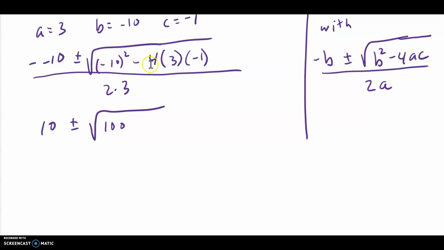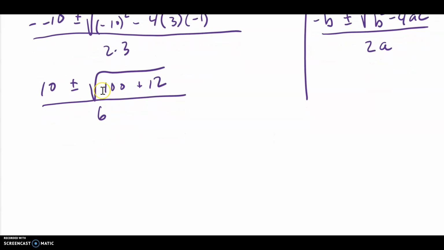Now, think of this as a negative 4. So negative 4 times 3 is negative 12. Times negative 1 is positive 12. So plus 12. I've got two negatives, the negative 4 and the negative 1. When it all gets multiplied, it becomes positive. And then 2 times 3 is 6. So let's draw a line, write 6.